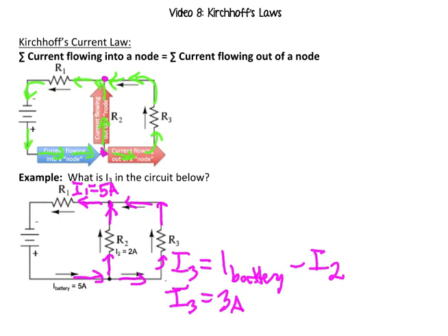So that is Kirchhoff's current law. The current flowing into a node is equal to whatever current is flowing out of that node or intersection.